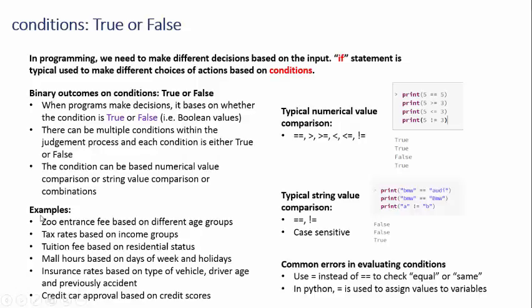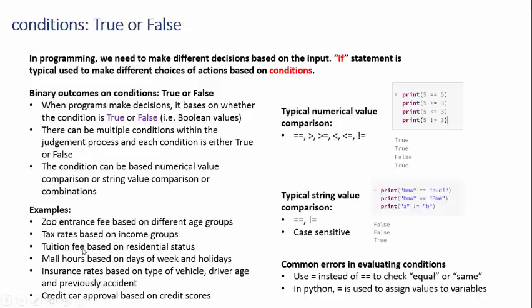For example, zoo entrance fee based on different age groups. We know zoos and other facilities usually have different fee structures based on age. In a computer system, we can design that using an if statement with different conditions, comparing the customer's age with different age groups. And the tax rate based on the income group. That is also something we can do with the if statement and different conditions to calculate different tax rates.